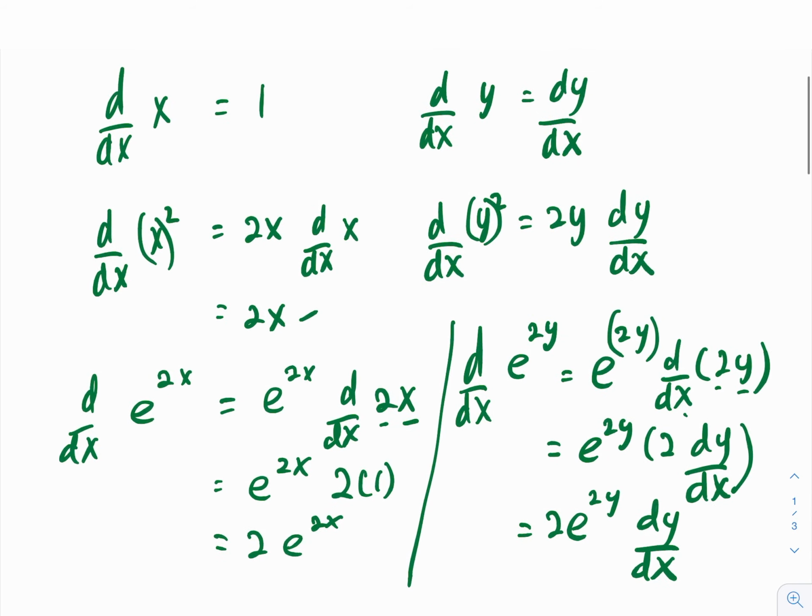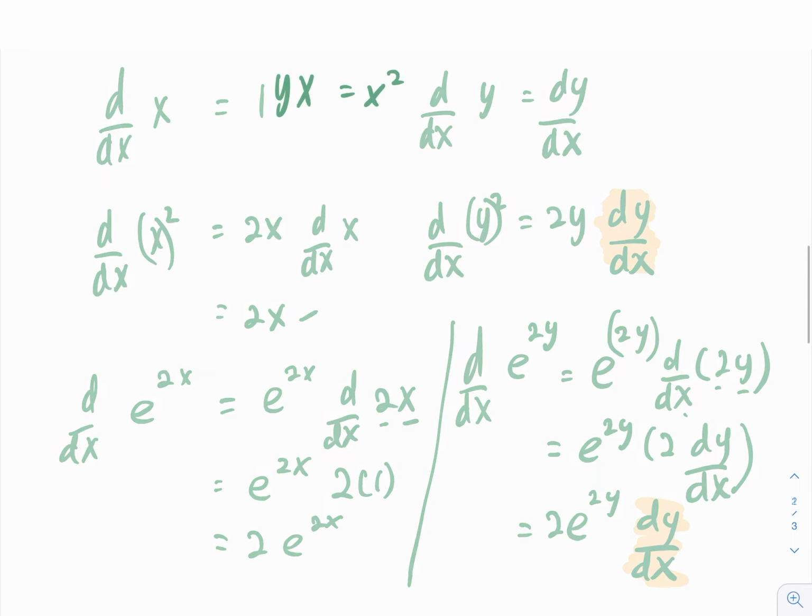So from these examples I've shown here, as you can see, if we differentiate x, we'll get 1. But if we differentiate y with respect to x, we'll have dy/dx. If we differentiate x squared with respect to x, we'll have 2x. But if we differentiate y squared with respect to x, we'll have 2y dy/dx. So the difference here is we have dy/dx at the back. We have to multiply with dy/dx.